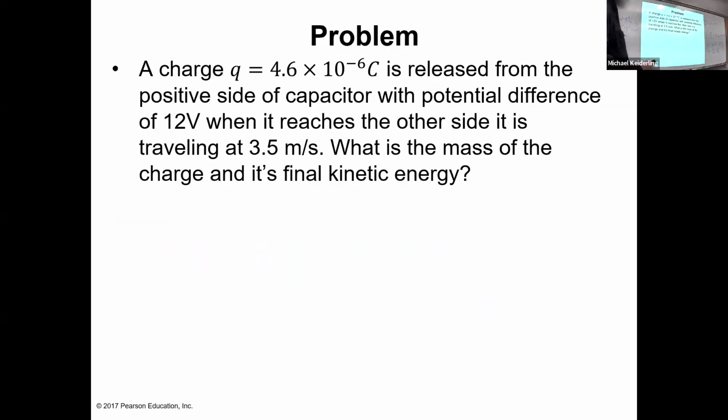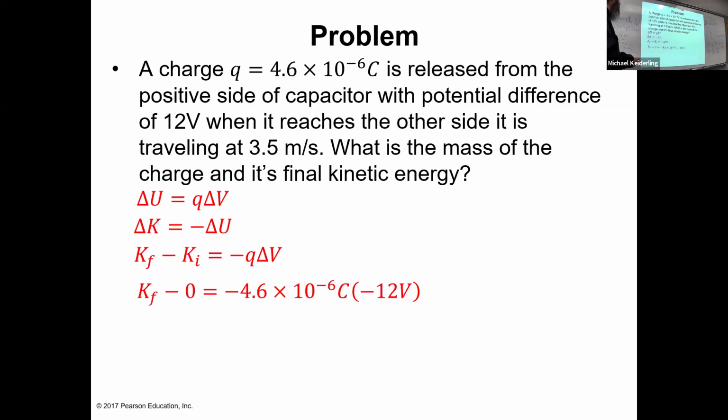So, how would you go about doing this? Well, let's start by finding the final kinetic energy. We know a charge, we know a voltage. That tells us a change in potential energy. That's going to be minus the change in kinetic energy. So, change in potential energy is charge times change in voltage. The change in kinetic energy is minus change in potential energy. So final kinetic energy minus initial kinetic energy is minus Q delta V.